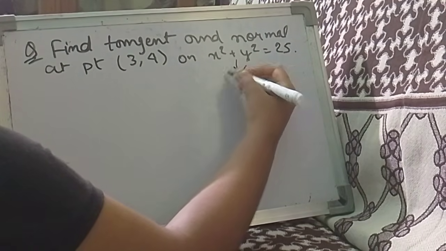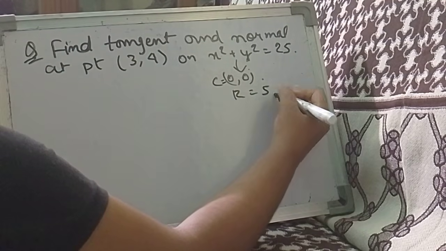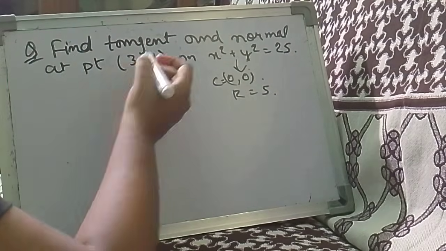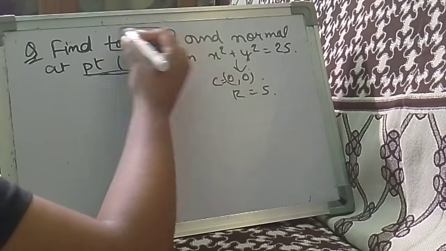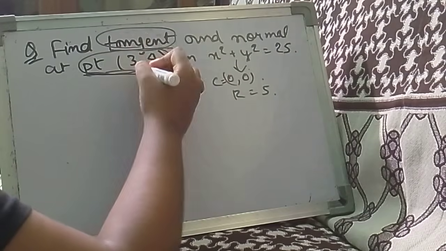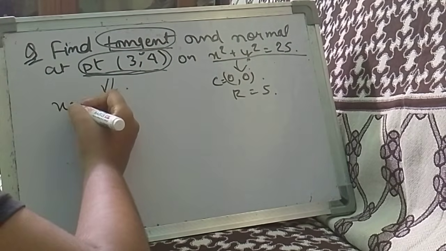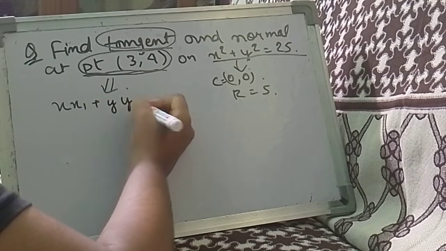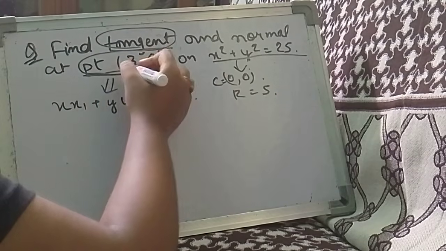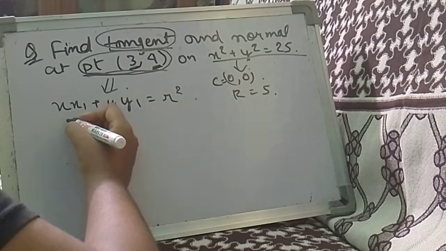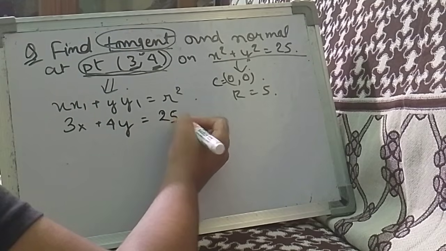So its center is (0, 0) and radius is 5. We know that whenever a point is given and we have to find the equation of the tangent at that particular point, the equation will be x x1 plus y y1 equals r square. So x1 is 3 and y1 is 4. So 3x plus 4y equals 25.